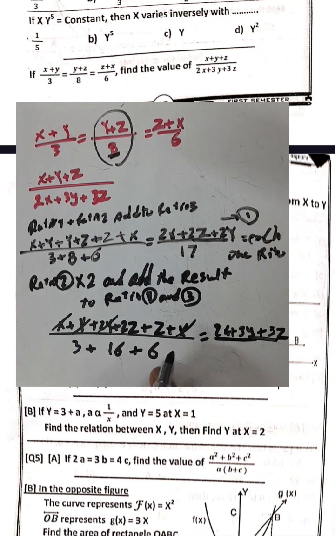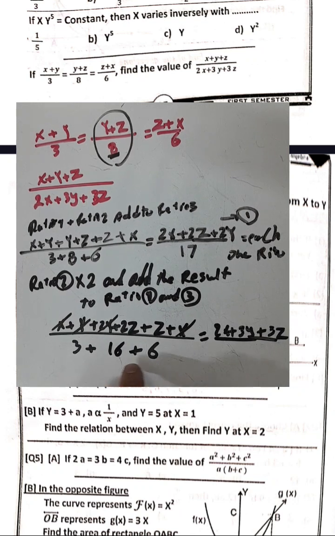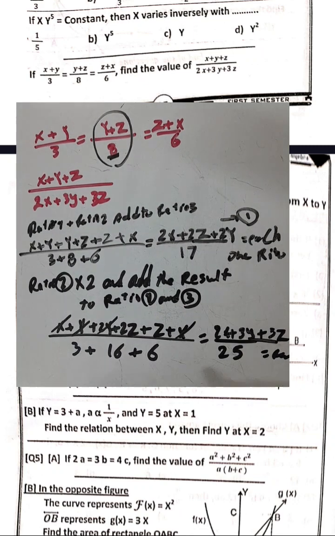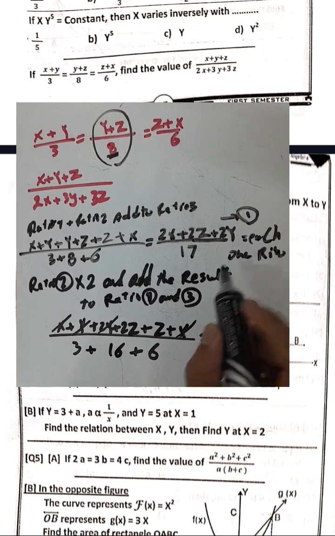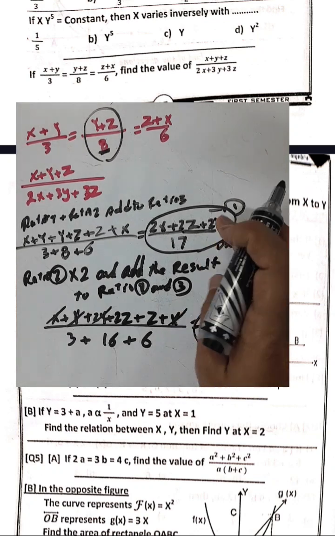3 plus 16 will be 19, and 19 plus 6 equals 25, equal to each one of the ratios. It's relation number 2. Relation number 1 and relation number 2 are equal.